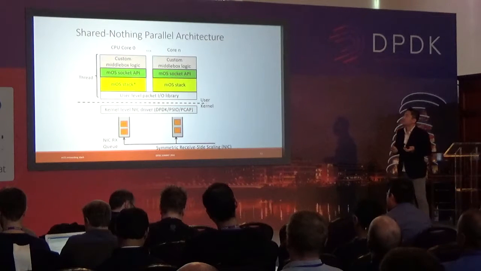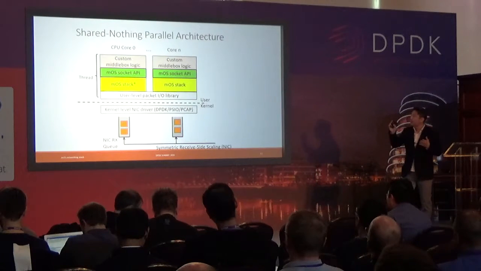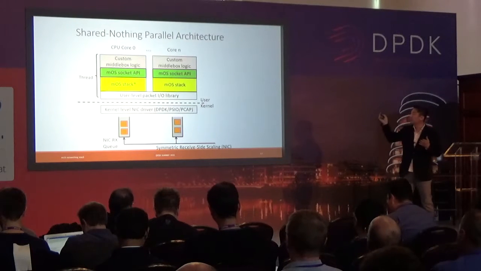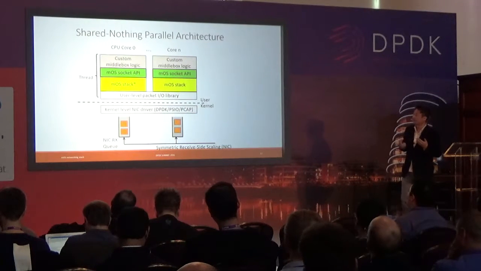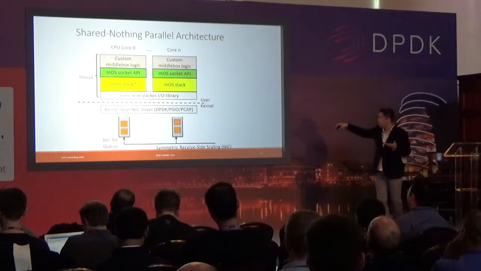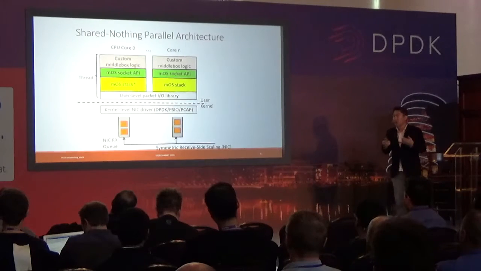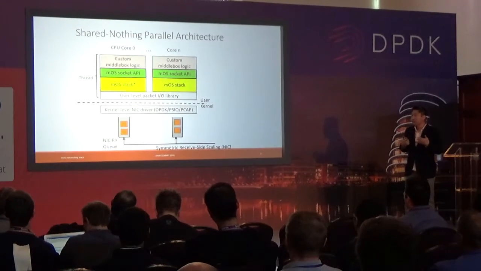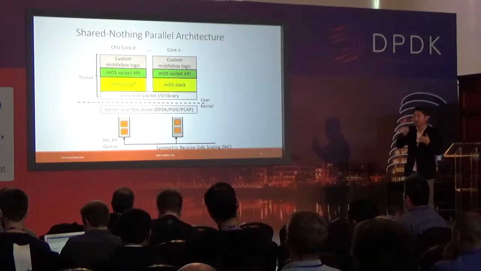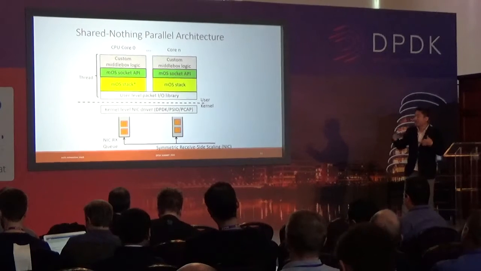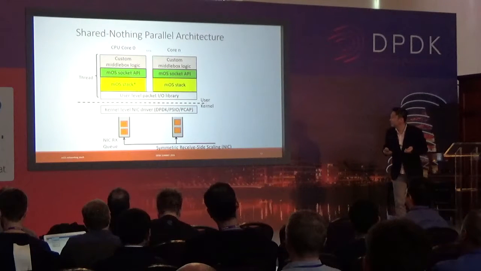The overall architecture looks like this. We have a shared-nothing parallel architecture. For each CPU core, we have a pinned thread, and each thread runs your own custom middlebox logic along with the API and socket and stack. Underlying this, you see the network card, and we use receive side scaling, RSS, and we slightly changed it to distribute the packets of the same connection, not just one direction. Regardless of the direction, the packets belonging to one connection end up at the same RSS queue. We call it symmetric RSS.